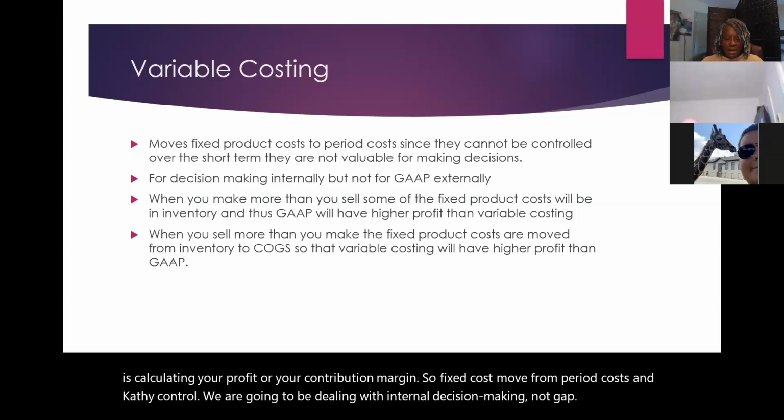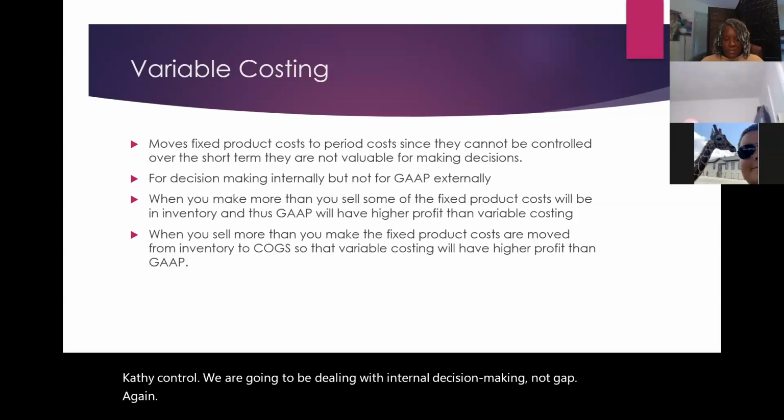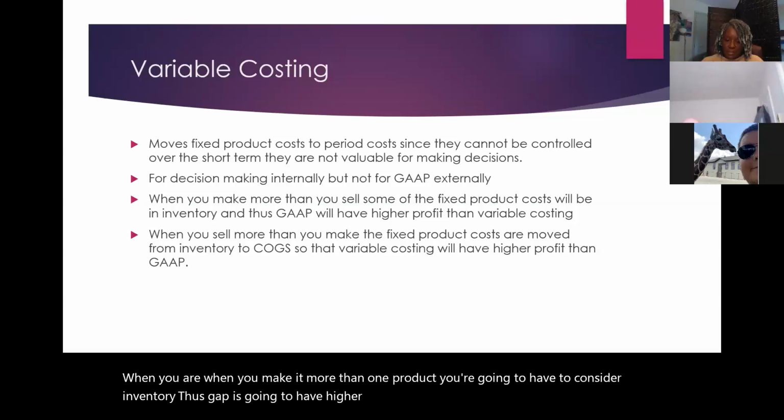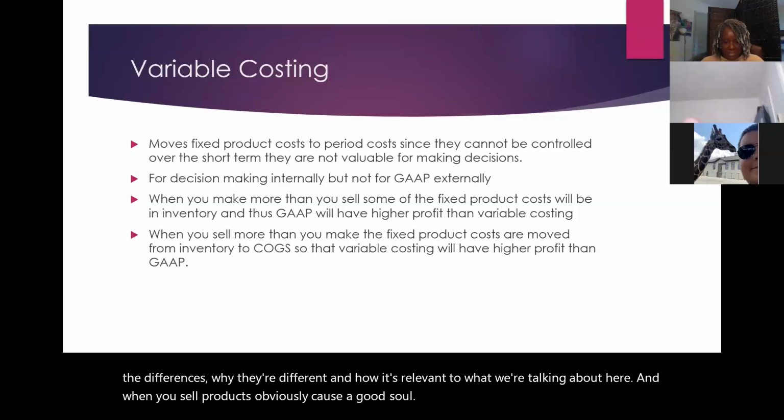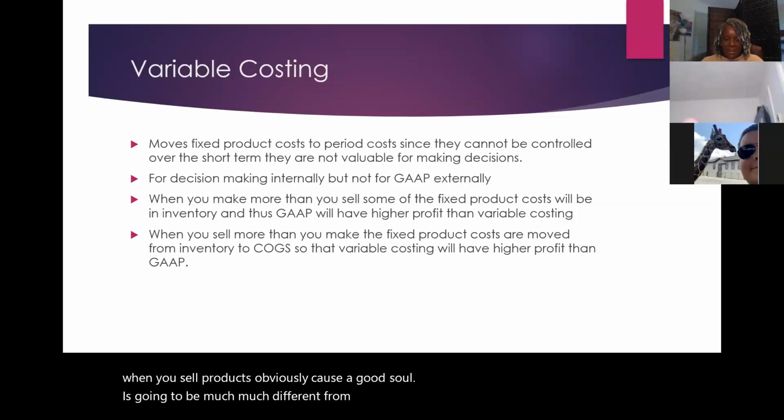Again, when you're making more than one product, you're going to have to consider inventory. Thus, GAAP is going to have higher profit than the variable costing. Again, note the differences, why they're different, and how it's relevant to what we're talking about here. And when you sell products, obviously, cost of goods sold is going to be much, much different from the variable costing when you talk about GAAP.